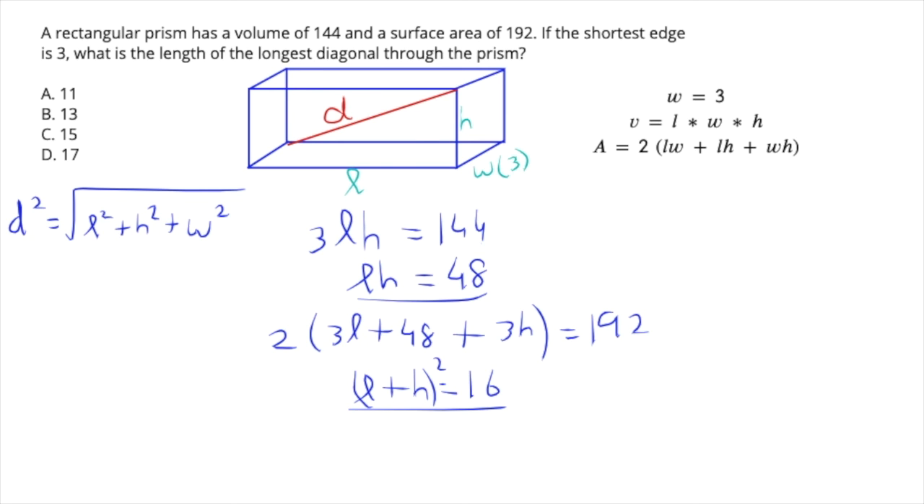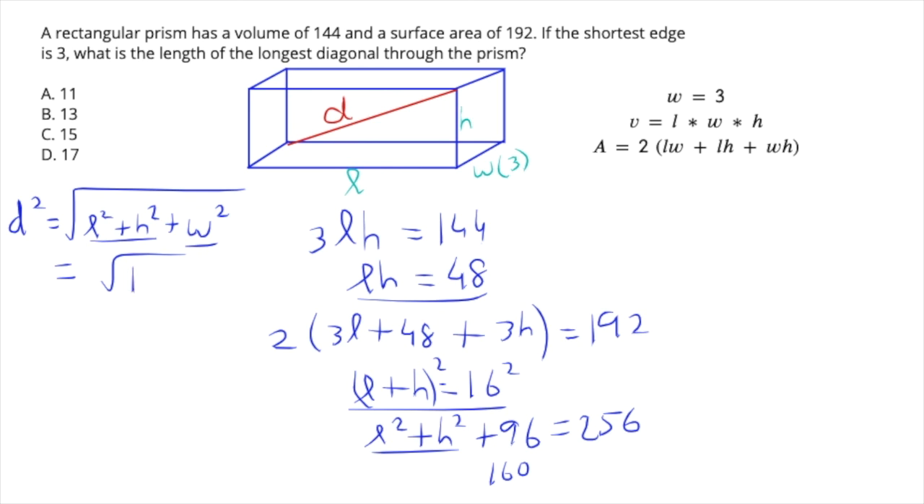So when we square that, we get L square plus H square plus 2HL. We can substitute that with 2 times 48, which will be 96, equals 256. Now when we simplify it, we get L square plus H square equals 160, and now we substitute that in the formula. That will become 160 plus 9, which will be square root of 169, and then we get 13. So D equals 13, and the answer is B.